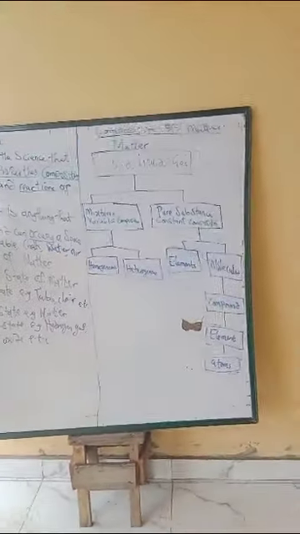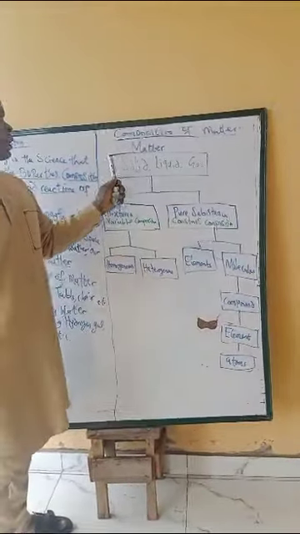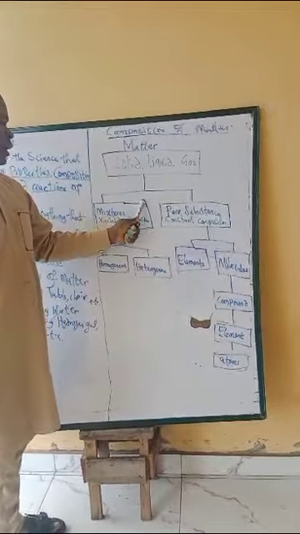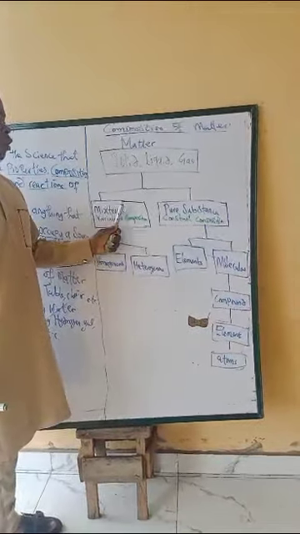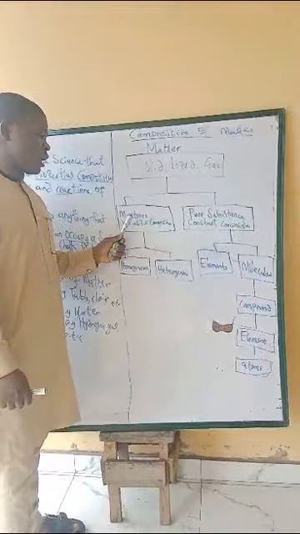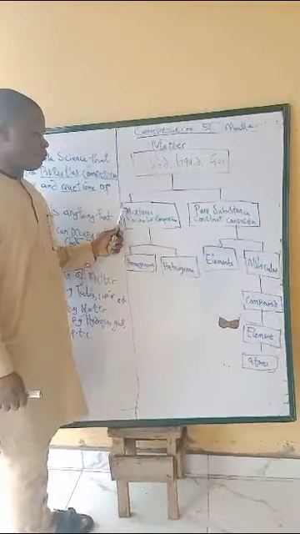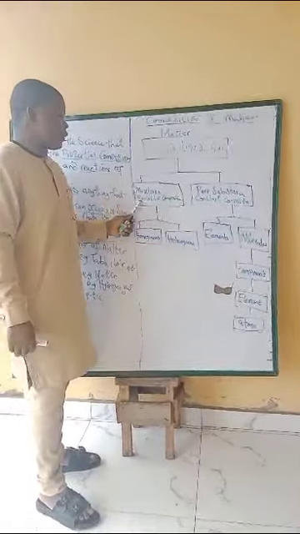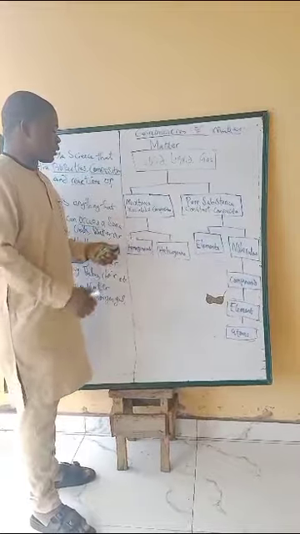So let's first start with the composition of matter. Matter, as I've said, has three states: the solid state, liquid state, and gaseous state. These states of matter can be in two forms. Either they are mixtures or they are pure substances. Mixtures have variable composition. An example of a mixture is air.